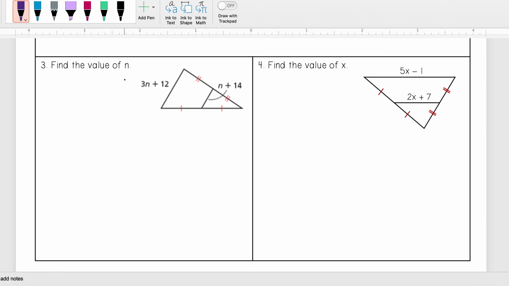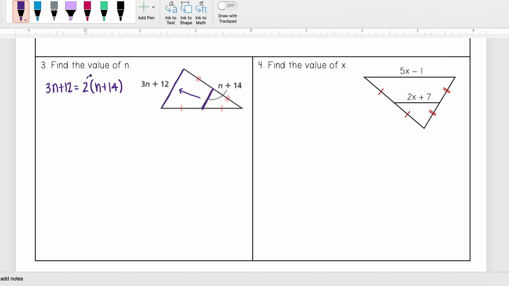Okay, so now we're going to look at actually finding a variable. So here I want to find the value of n. I know that this length right here is 3n plus 12, and this length is n plus 14. I see that this n plus 14 is the midsegment of this triangle, so I know that the side opposite of it, which is the 3n plus 12, is going to be twice the length of my midsegment, so 2 times (n plus 14). Now since I am doing twice this length, I have to put parentheses around my n plus 14 because I'm really doubling everything in there.